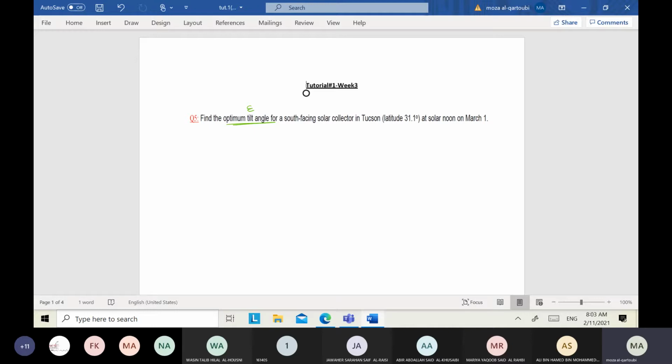Okay, for the given problem, with respect to south facing, with respect to the solar collector in Texas. Latitude is given. The symbol of latitude, we saw this angle before in question number 4, lambda. Okay, at solar noon, this is an important note, at solar noon.